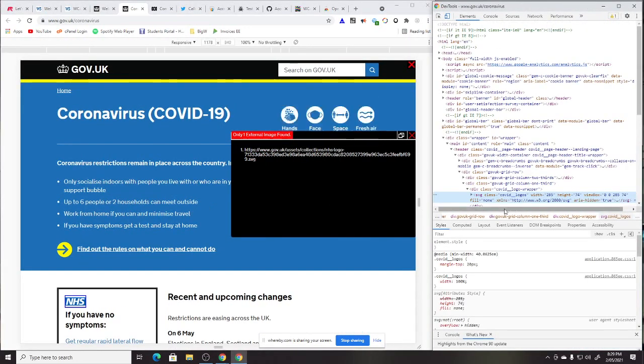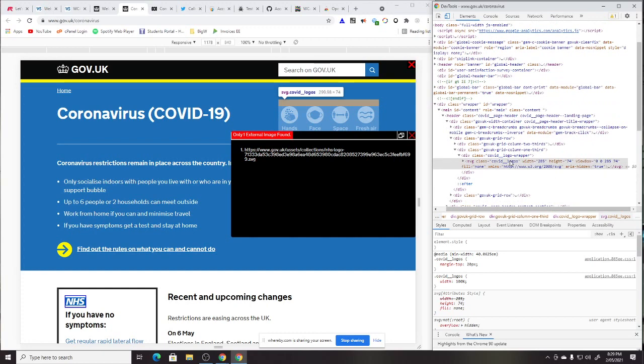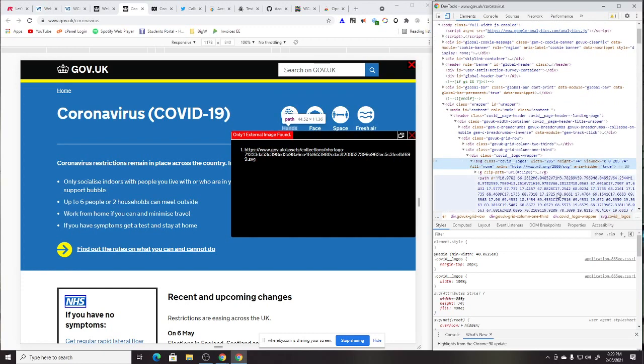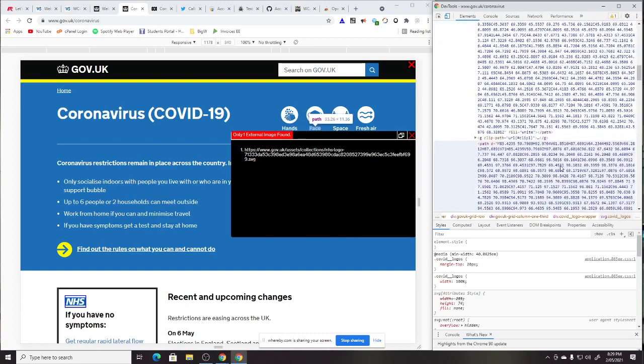What have we got here? We've got a logo. It has ARIA hidden true, and it doesn't have any alternative text. If we extend that out, clip path is just a URL. A lot of numbers there.